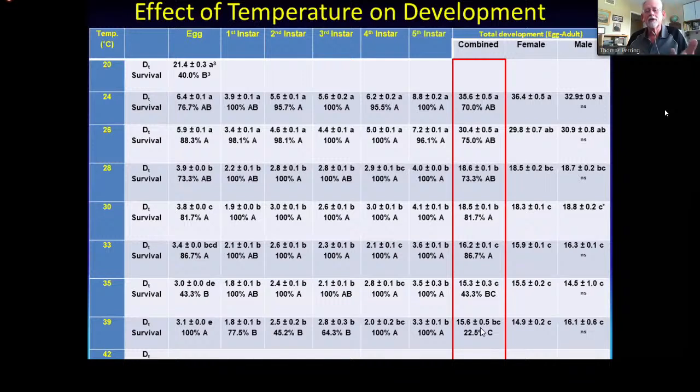And since these insects are also poikilotherms, their development depends on the temperature. You can see that it's fairly slow. These are the numbers of days it took to develop at 24 degrees Celsius, and it gets shorter and shorter as you go up to a point, okay? And then the development becomes longer at some higher temperature.